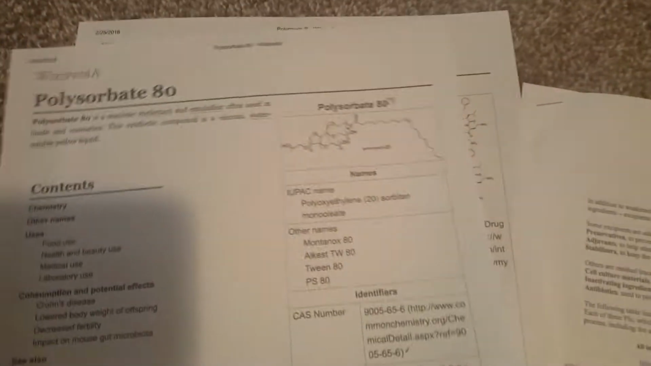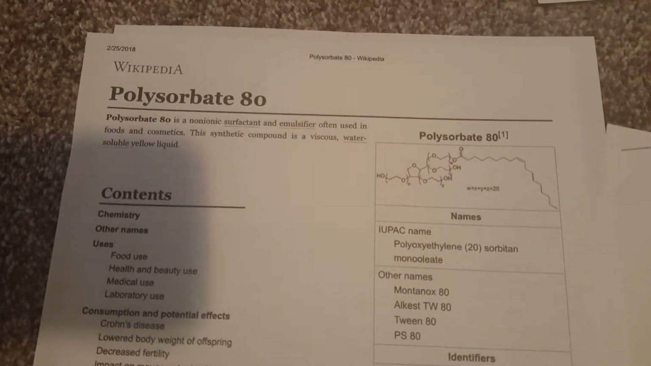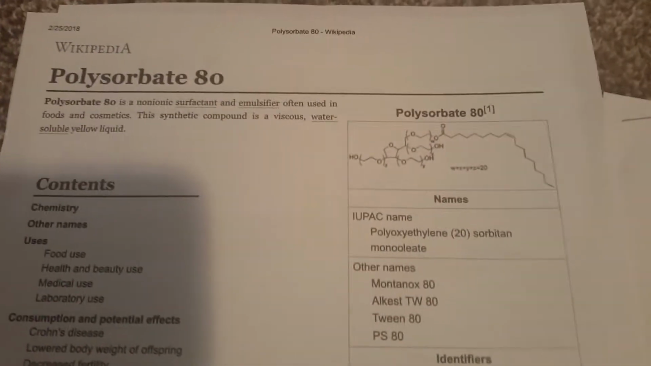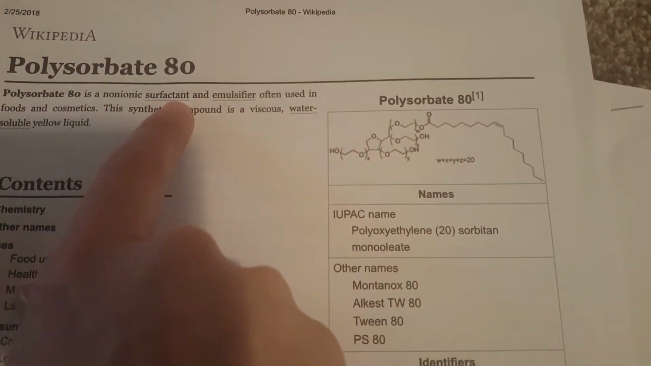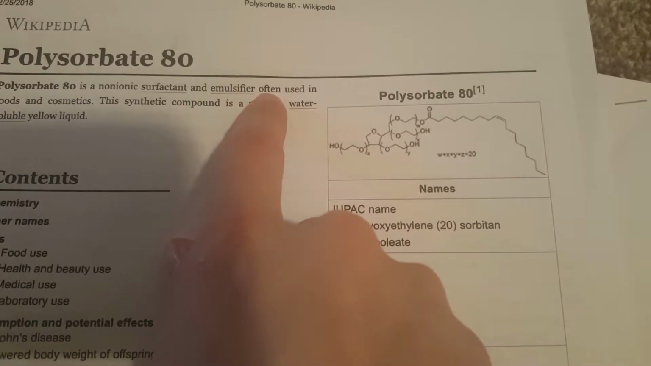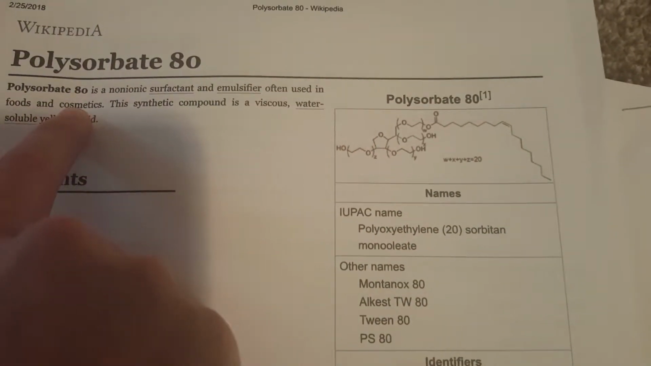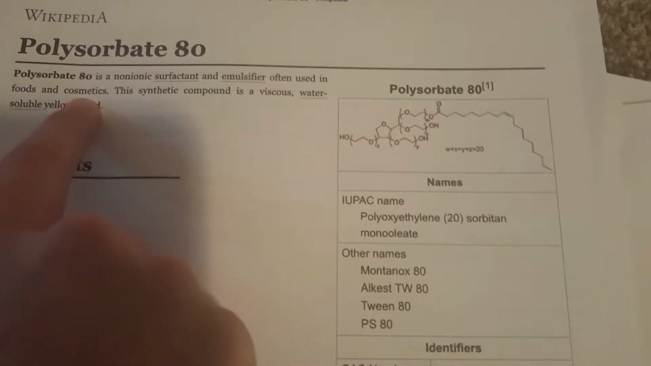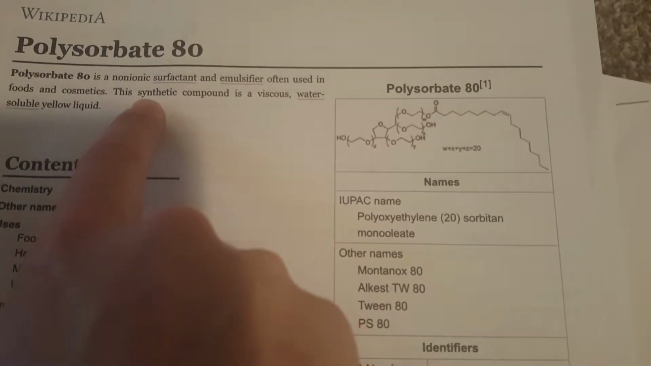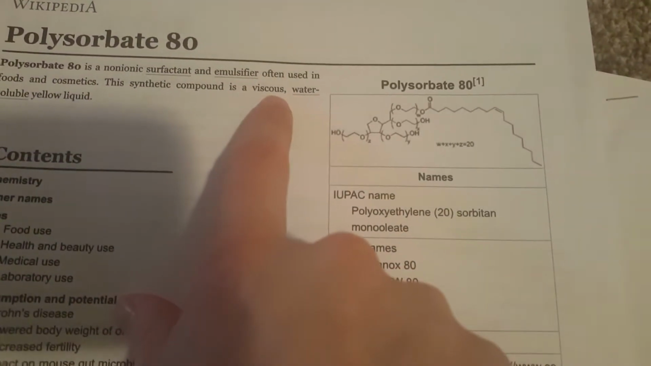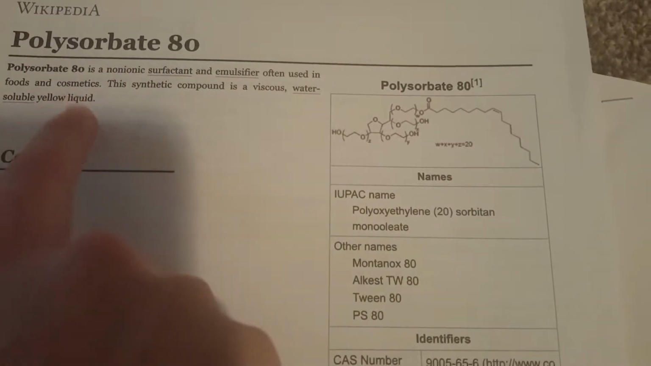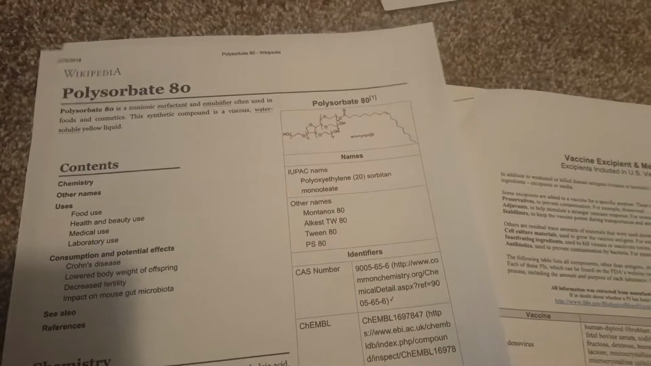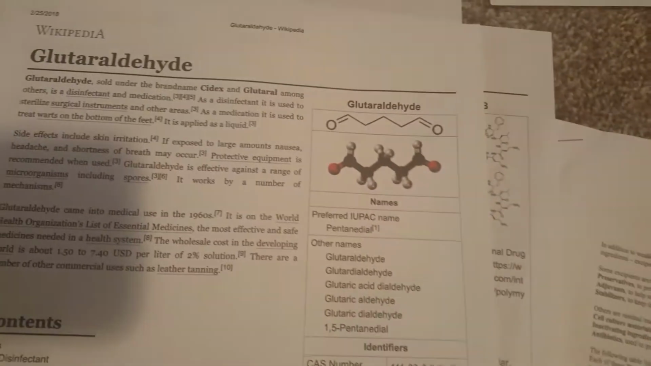Alright, so we got this other one here. Polysorbate 80 is a non-ionic surfactant and emulsifier often used in foods and cosmetics, okay? This synthetic compound is a viscous, water-soluble yellow liquid, okay? I can't find too much on that one.